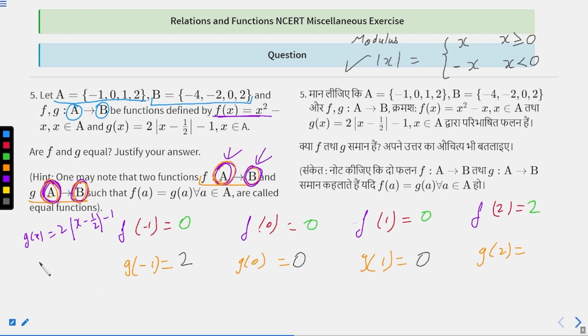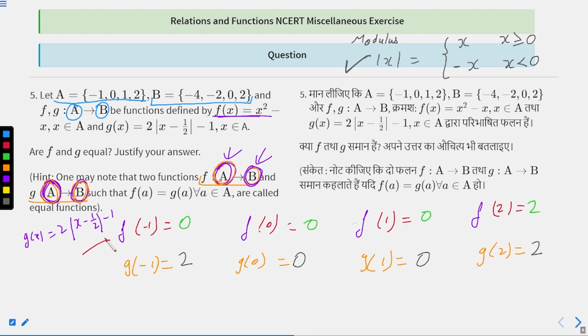Now g of 2. G of 2 will be 2 times (2 minus 1) by 2 minus 1. If you solve this, what will you get? 3 by 2. Okay, so 3 by 2. Now applying the definition from this, 2 multiplied by 3 by 2 minus 1 will be 3 minus 1. What will it be? Just 2.